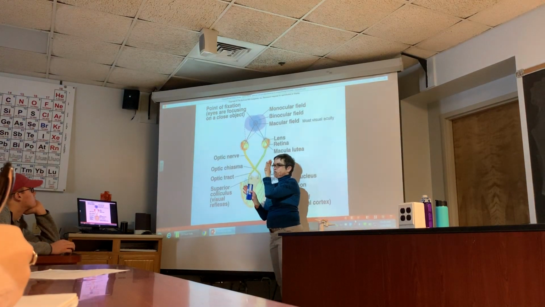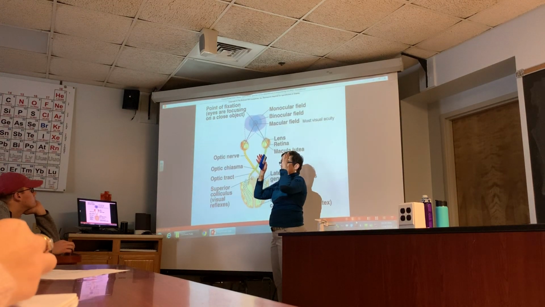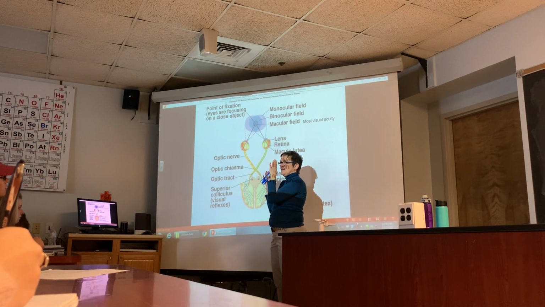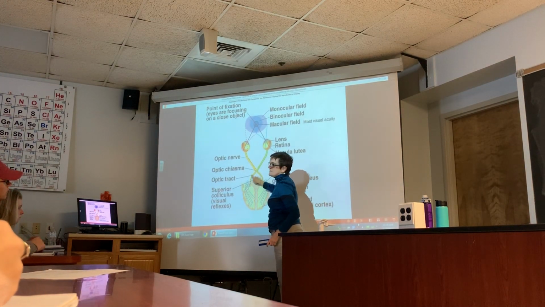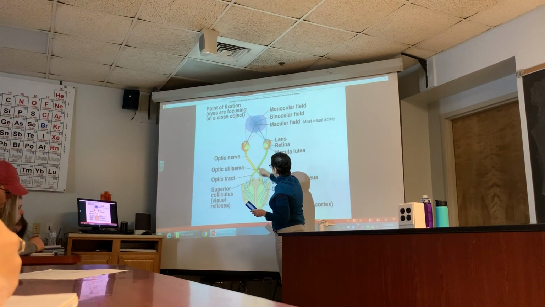So everything on the left side goes to the left side of the brain, and if it's coming from the right eye, it's going to cross over. Everything on the right side is going to go to the right side of the brain, so from the left eye, it's going to cross over. That's a partial decussation. It's not like all of the fibers are decussating, but some of them are.